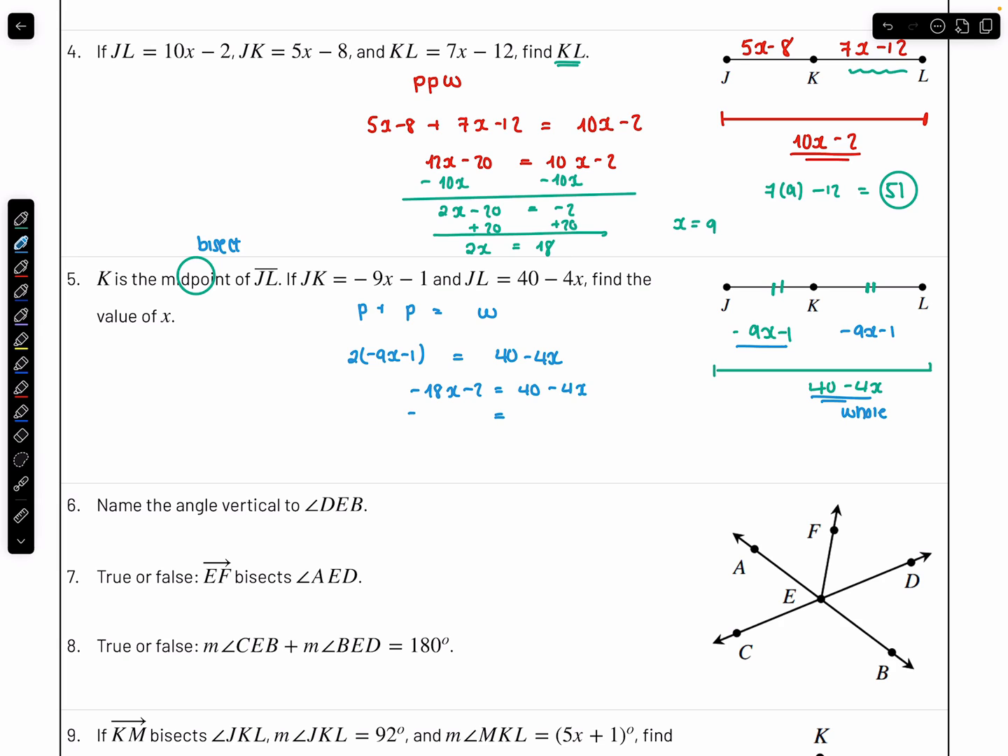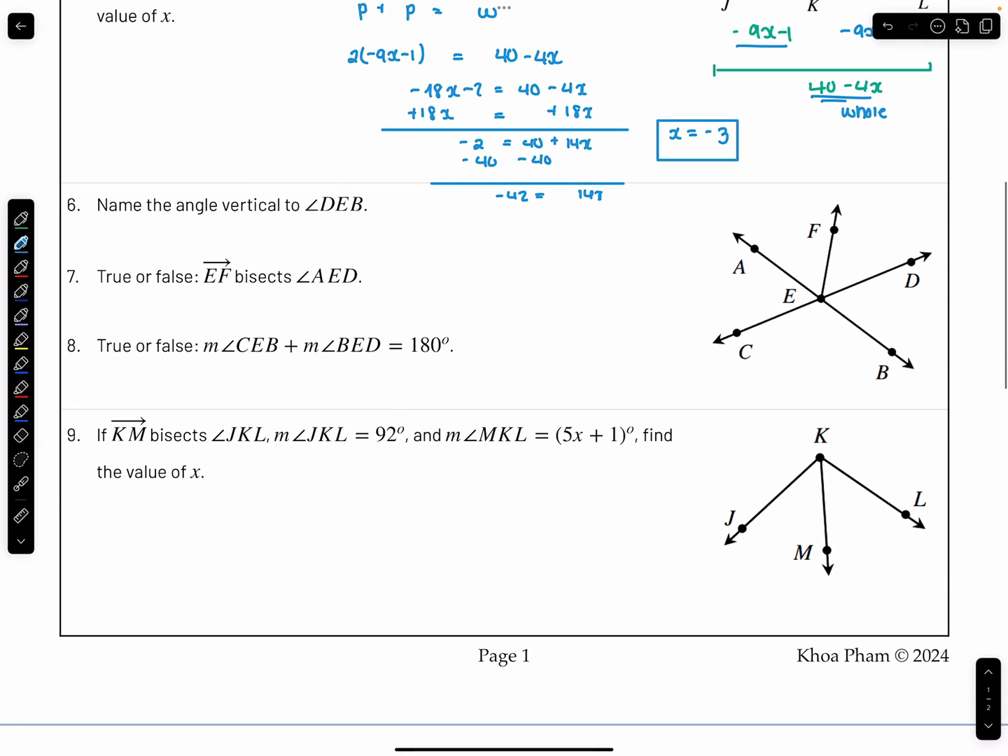This gives me, if I add 18x to both sides, negative 2 equals 40 plus 14x. If I subtract 40 from both sides, I would get that 14x equals negative 42, and so x turns out to equal negative 3. And so we are done with this question here.